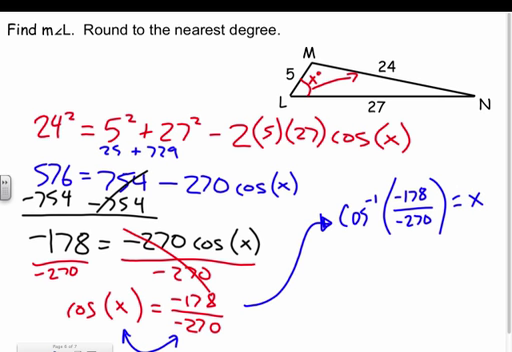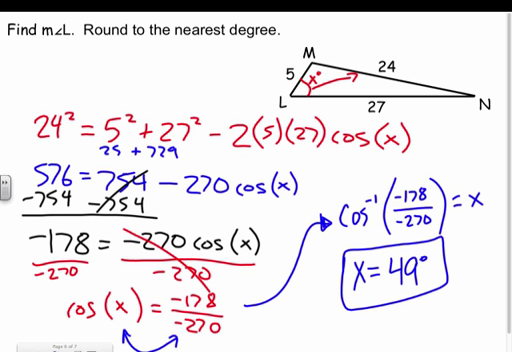So make sure you get to your inverse cosine and not cosine. So I have negative 178 divided by negative 270. So I'm taking the inverse cosine of that. And x is going to equal 48.75. It says to the nearest degree, so about 49 degrees.